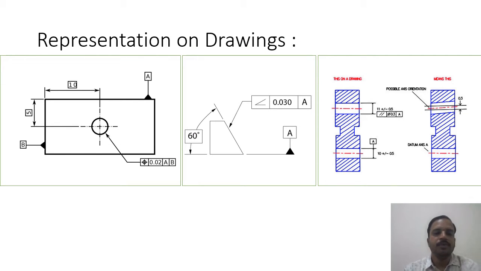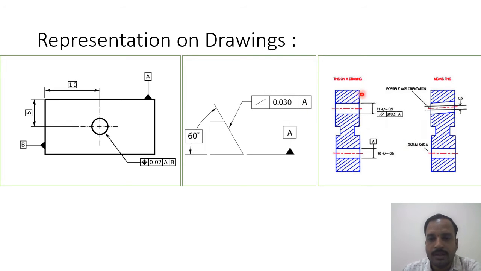In this representation of a drawing, if you see this particular thing, it is called a GD&T reference. These A and B are nothing but the datums, and this is the representation of a tolerance for this particular hole: how it is positioned with respect to the A and B surfaces. In this figure, with respect to datum A, you can see how the angle is being toleranced. So how much angle tolerance there is, that is shown.